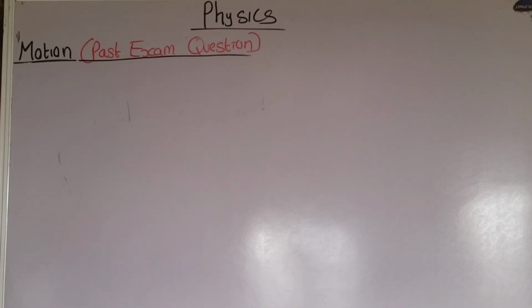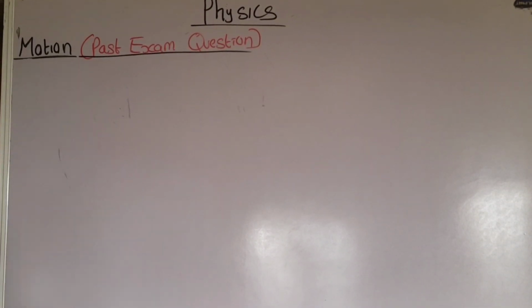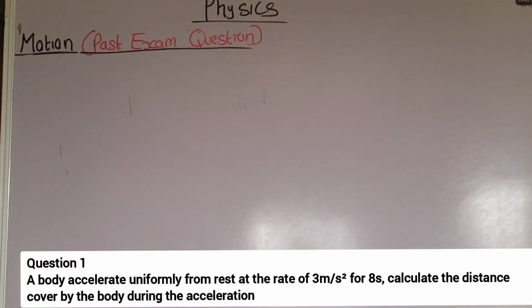In this class, we're going to go over past exam questions on general motion and uniformly accelerated motion. Okay, let's start with the first question. A body accelerates uniformly from rest at the rate of 3 meters per second squared for 8 seconds. Calculate the distance covered by the body during the acceleration.